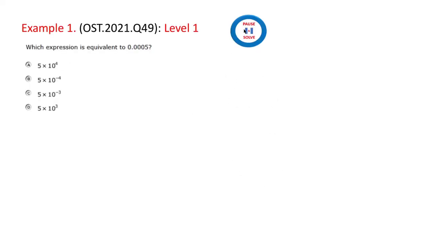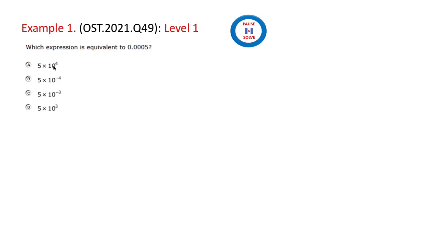Every time you see this picture, you may pause the video and solve the problem and come back and check your answer. Which expression is equivalent to 0.0005? This kind of question, any student should be able to do without any difficulty. So they gave you options here. If you look at these options, this one is not a good option. That's 5,000.